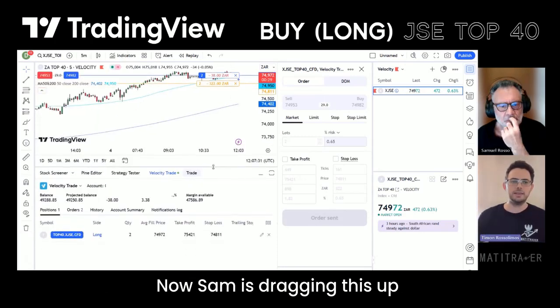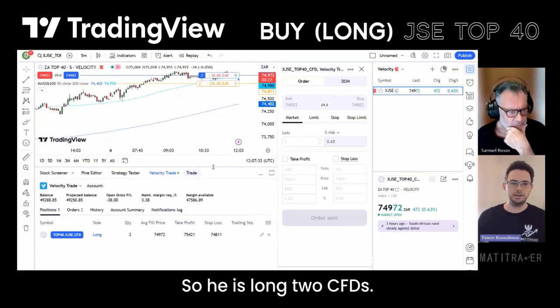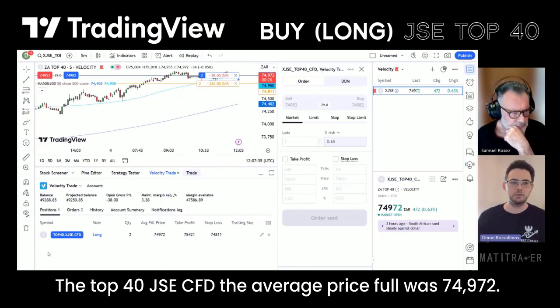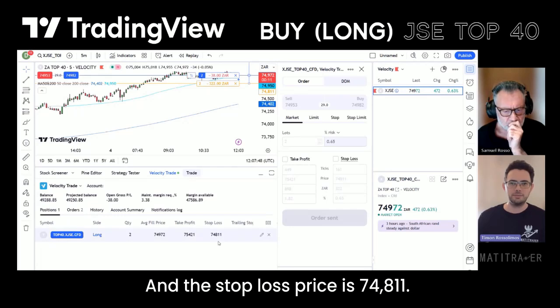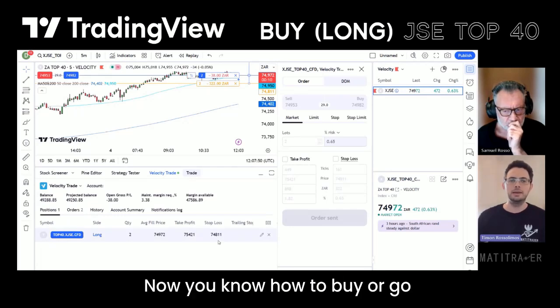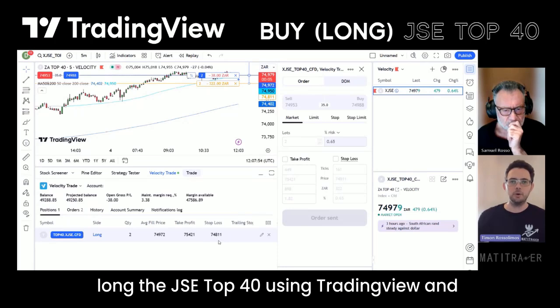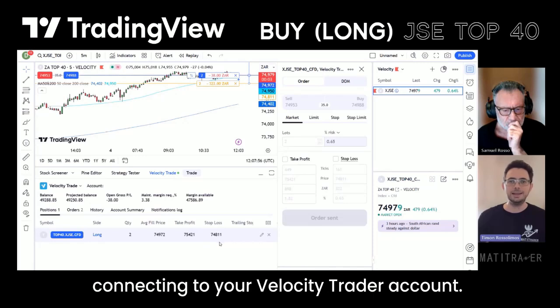Now Sam is dragging this up and he can see his position. So he is long 2 CFDs, the top 40 JSE CFD. The average price fill was 74972. The take profit price is 75421. And the stop loss price is 74811. Now you know how to buy or go long the JSE Top 40 using TradingView and connecting to your Velocity Trader account.